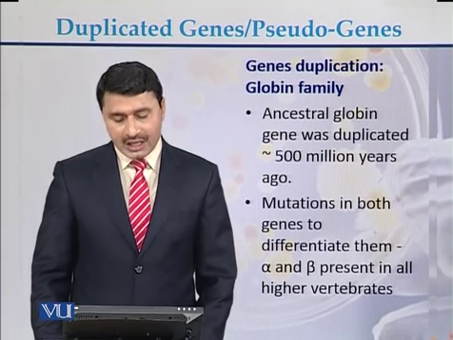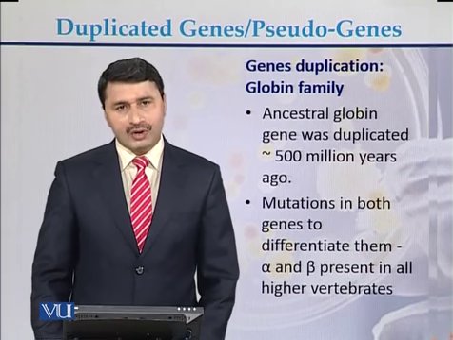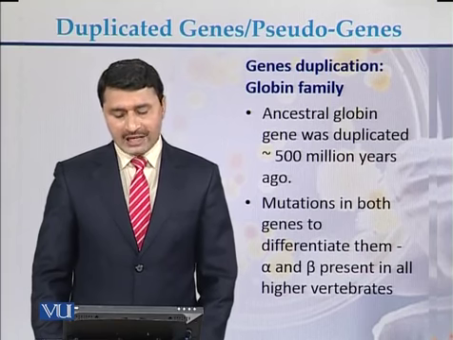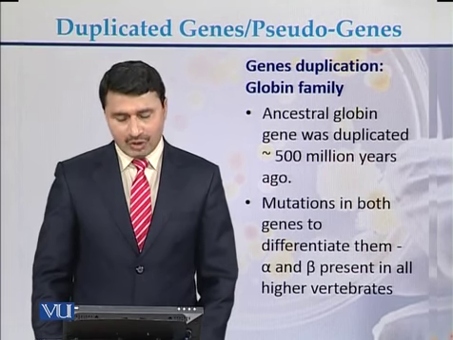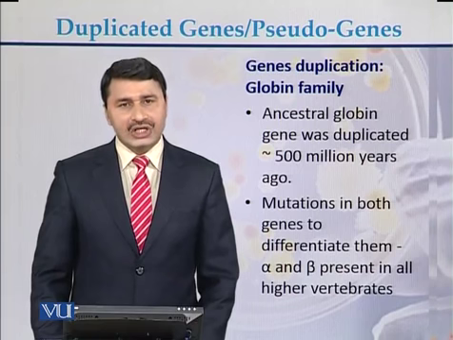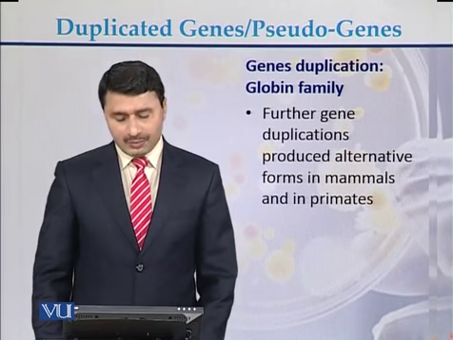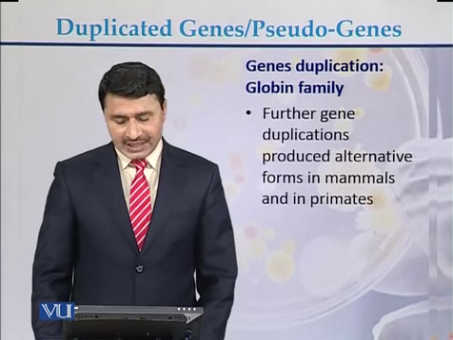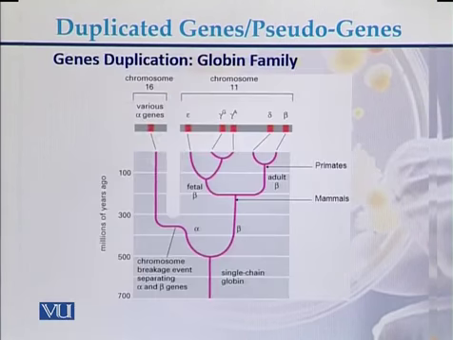The ancestral globin gene was present in the ancestral chromosome or the ancestral genome, and it was duplicated approximately 500 million years ago, and it was differentiated into alpha and beta. Further gene duplications produced alternative forms in mammals as well as in primates. This is the example of gene duplication. The example is the globin family in humans.